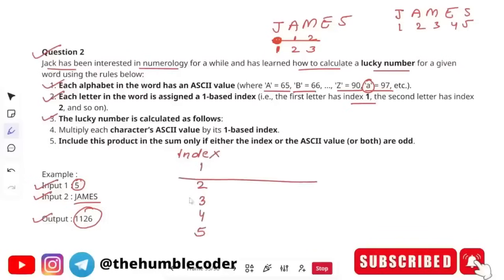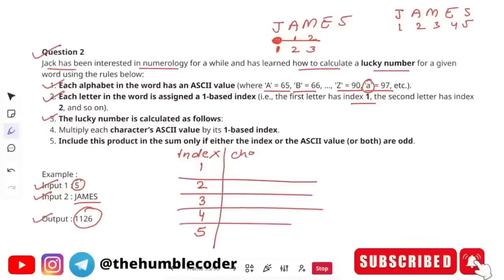Now I will draw these lines so that it will be clearly readable. Now our characters I will mention here. Characters means whatever letters are in the word. So JAMES. Okay, James. Now next thing is what?